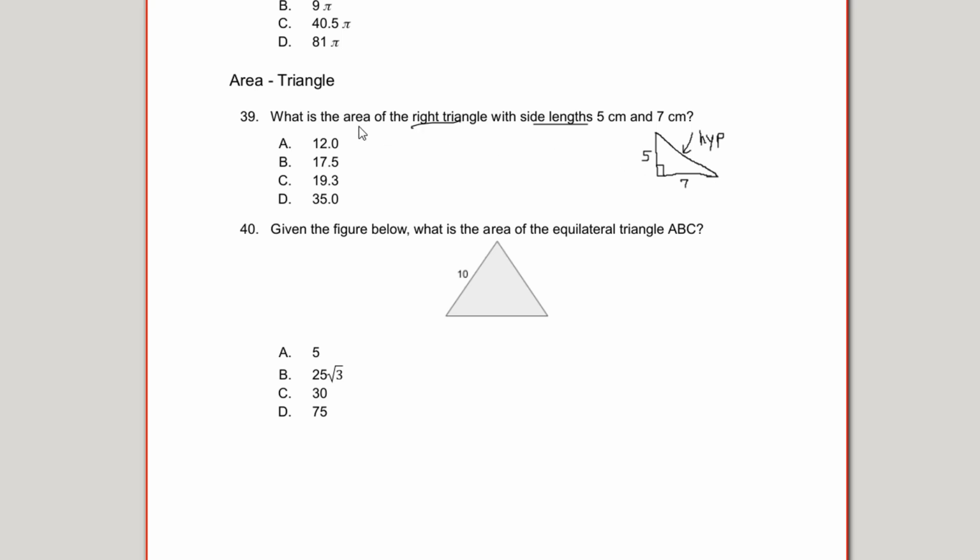Now when we're finding the area of a triangle, we use the formula A equals 1/2 base times height, and this is going to be our base of 7 and a height of 5. So we can plug in those numbers. We have 1/2 times 5 times 7, which is 35 over 2, and that is 17.5, and that's answer choice B.